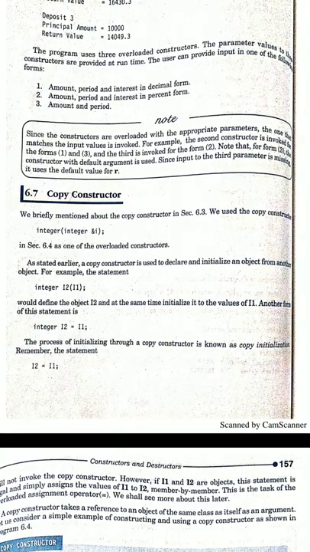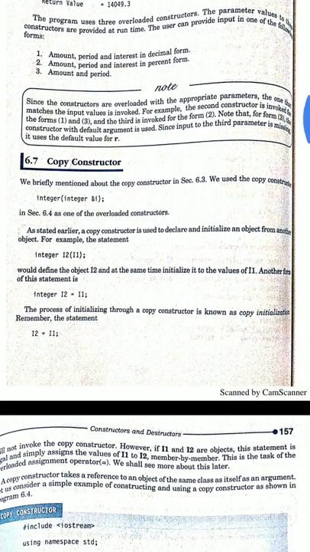What happens is the I2 object is created, and whatever values I2 consists of will be initialized to I1. Clear? Sorry, it is vice versa. Whatever the values of I1 will be initialized to I2. So the I2 object will be created and whatever values are present in I1 will be copied to I2. Clear? Next, we can write that type of statement, or else one more statement: integer I2 = I1. This is also valid.